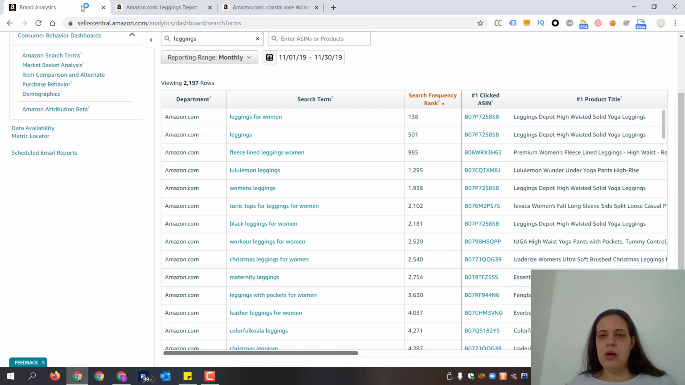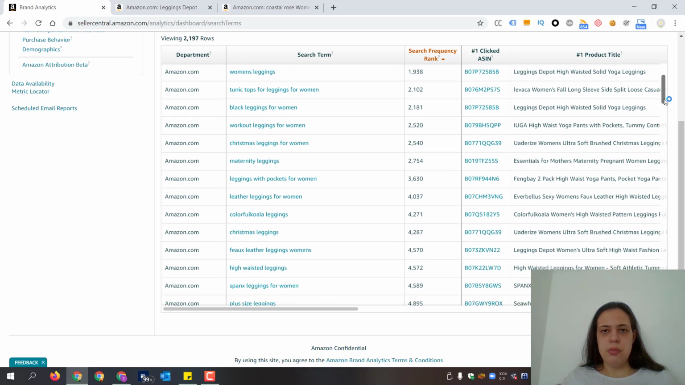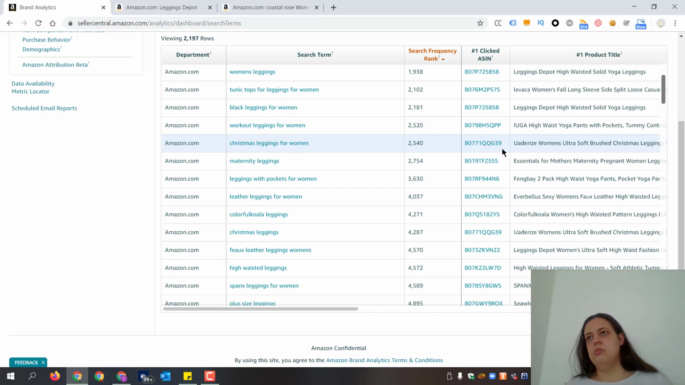The second way how you use Amazon Search Terms Report is to scroll down through the list of search terms, and judging by their search frequency rank, look for different variations that you could add to your product. Like for example, if you are too late to talk to your supplier to send you Christmas leggings, you can add different variations of Christmas motifs to your own leggings to sell them this season, then you're not late for the next season.